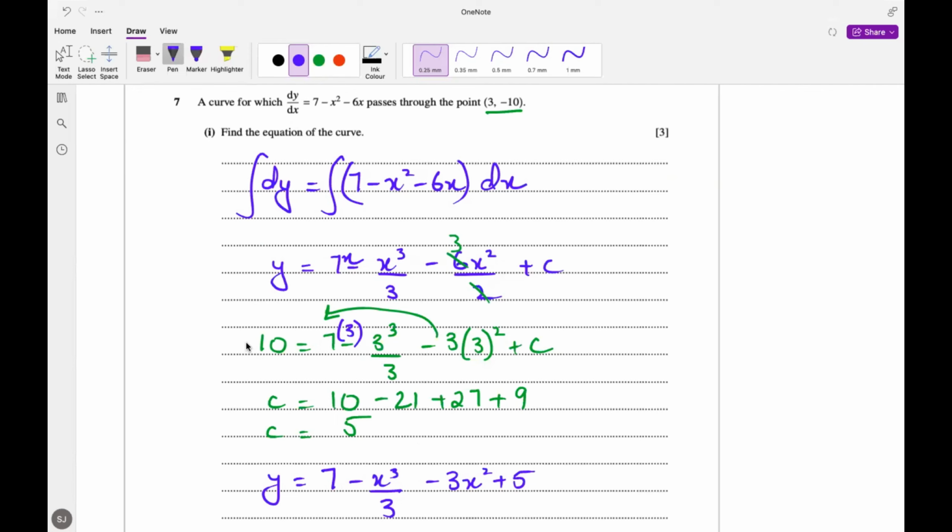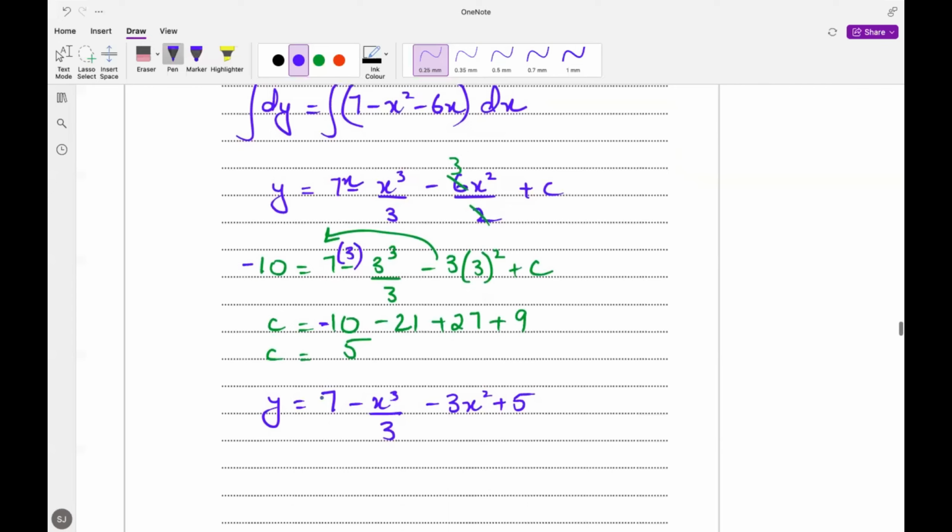And the value of y over here was minus 10, so this would have been a minus 10. So minus 10 minus 21 plus 27 plus 9 is a positive 5.